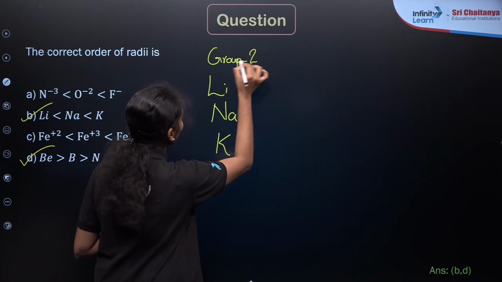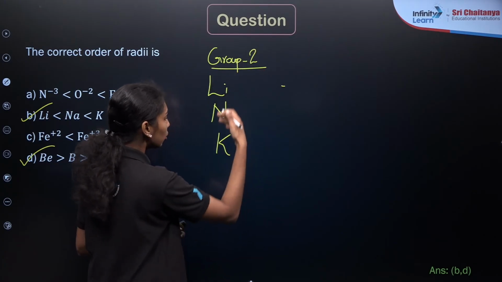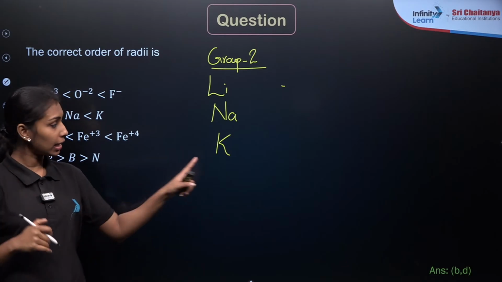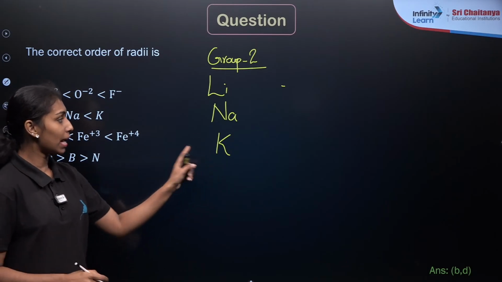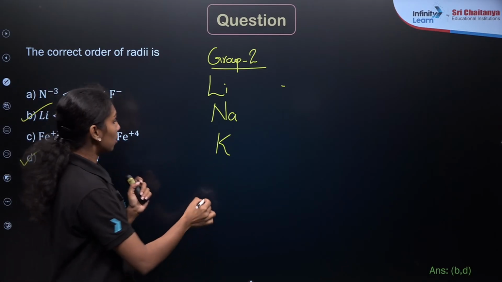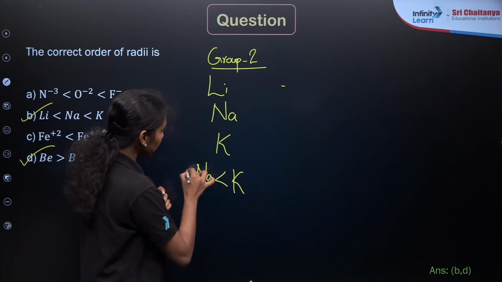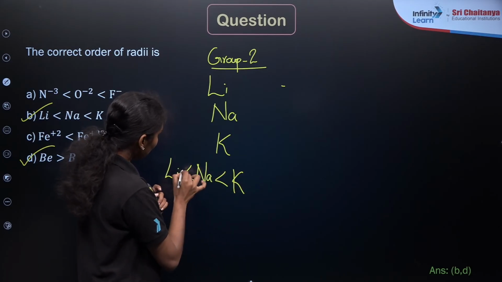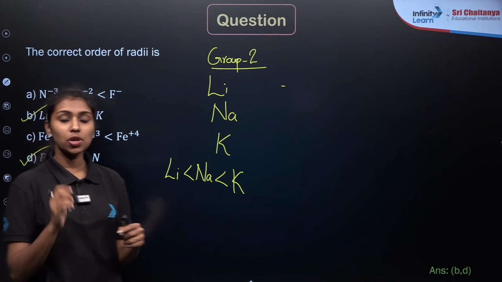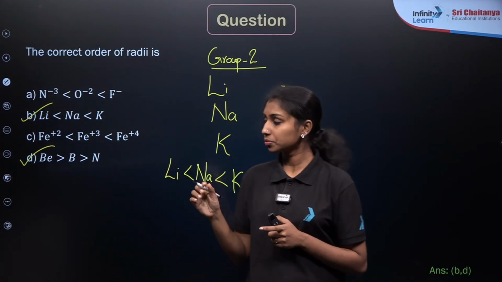As we already know, if you are moving from top to bottom in a group, or down the group, what is happening to the size? Size increases, which means that potassium has the maximum size, then sodium, then lithium, right? So this will be the correct order for the atomic radii of lithium, sodium and potassium. So option B will be the correct order.